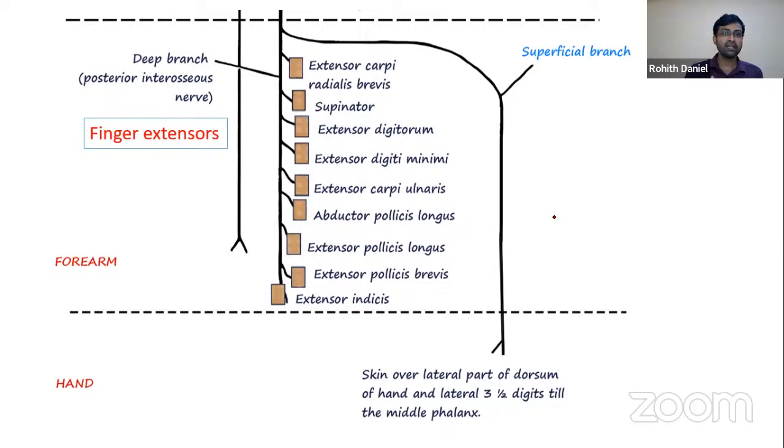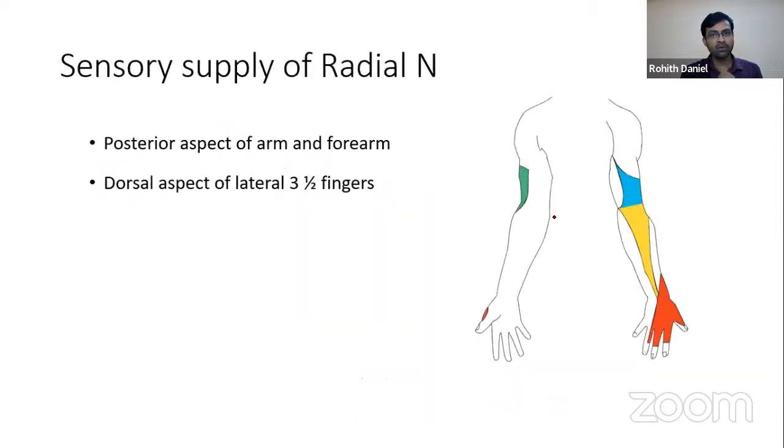And what happens when the posterior interosseous nerve is damaged? Finger extension will be lost. That is why you get your classical finger drop. That is what we saw here, isn't it? You get the finger drop. Now, these are your motor supply.